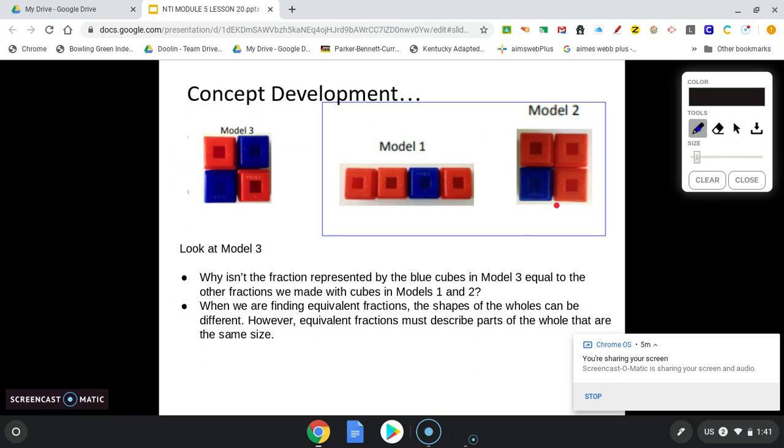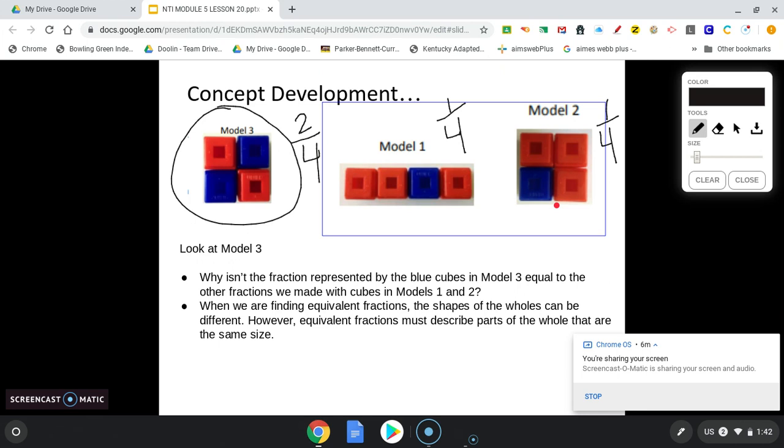So now I've added another model. Now we have model 3. So take a look at model 3. What fraction of model 3 is shaded in? Very good. 2/4 of model 3 is shaded in. But how much of model 1 is shaded in? Right, 1/4. And what about model 2? 1/4 there as well. So why aren't these two fractions equivalent?